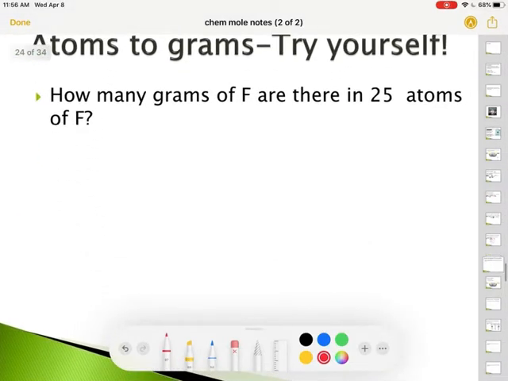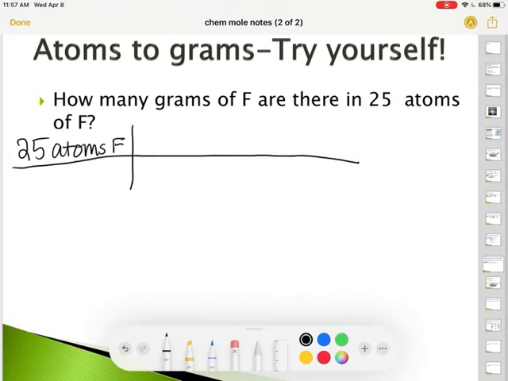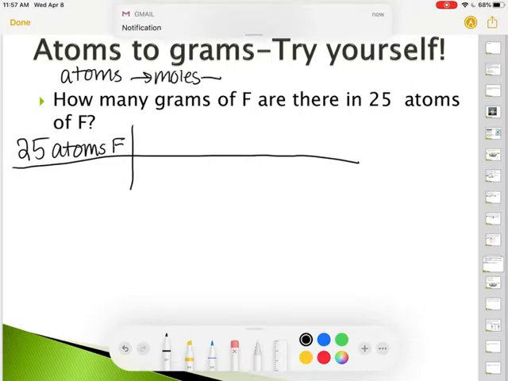Let's go to the next problem. How many grams of F are there in 25 atoms of F? Wow, okay, so that's going to be a very small mass because there's only 25 atoms, and 1 mole is 6.022 times 10 to the 23 atoms. So we're going to expect a very small number of grams. Okay, so we have 25 atoms of F. We have to get rid of atoms of F. First, we have to go atoms to moles to grams.